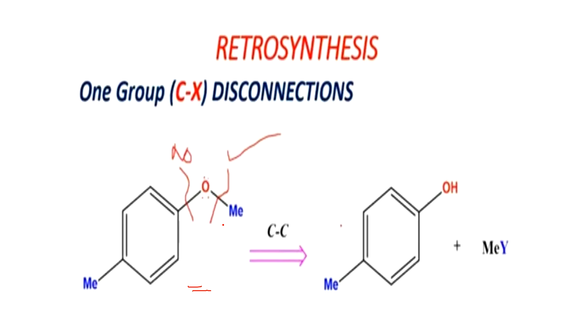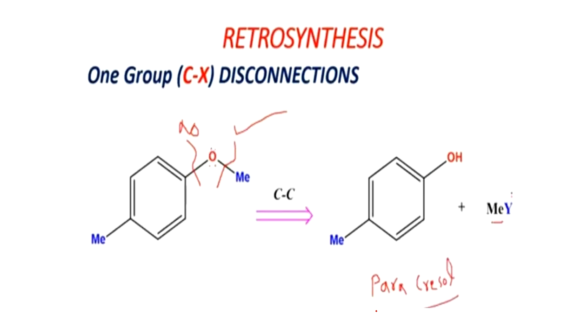So we have to do a disconnection approach in such a way that we get a stable fragment. In this case we are getting a disconnection from this. This is nothing but a paracresol compound, which is easily available as our starting material. So we are doing a disconnection this way.